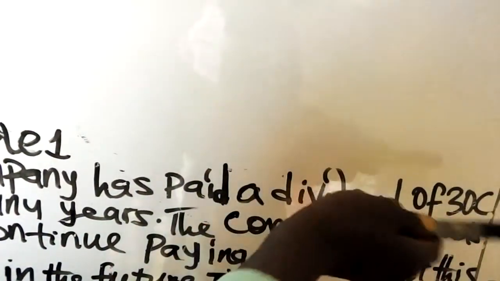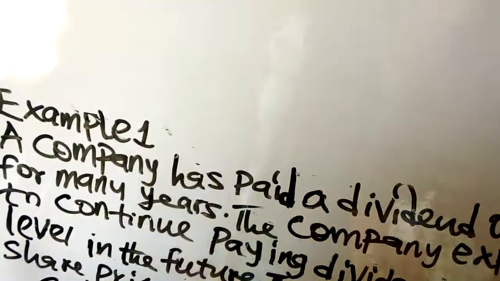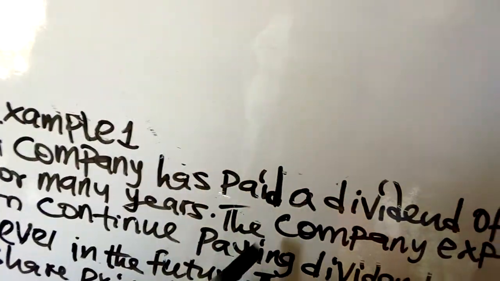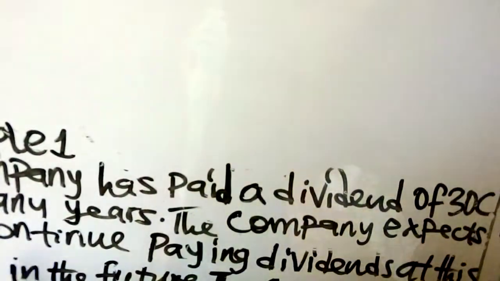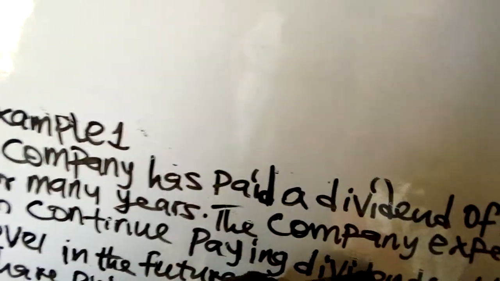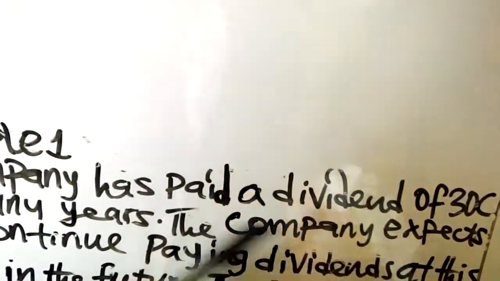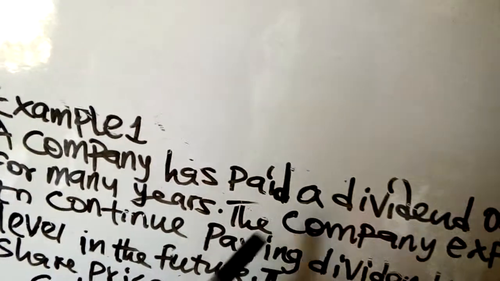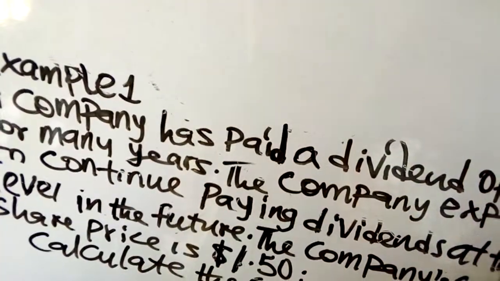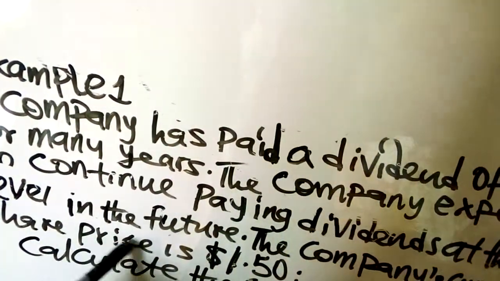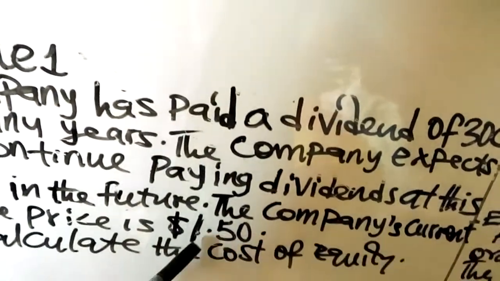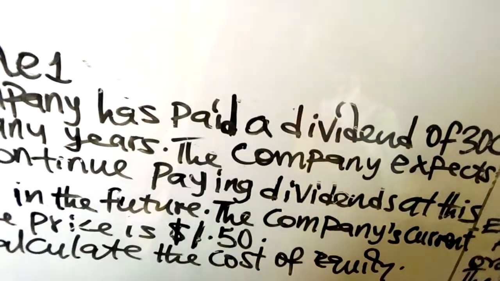A company has paid a dividend of 30 cents for many years. The company expects to continue paying dividends at this level in the future. The company's current share price is $1.50. Calculate the cost of equity.